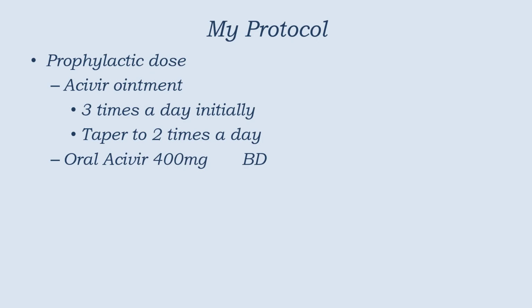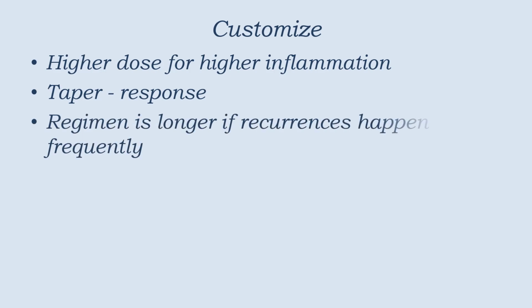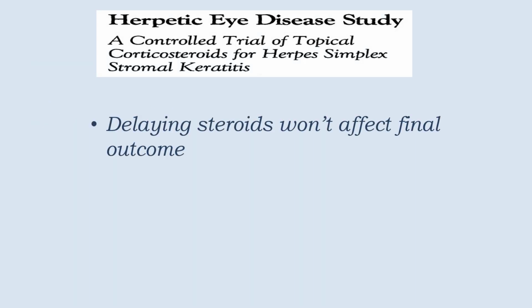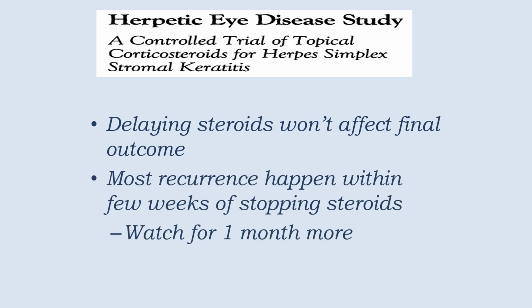It's important to know that it's no one size fits all situation. So we need to adjust starting dose and taper according to response. In case of frequent recurrence, steroid taper is very slow. Another very important thing is that if you are not sure about diagnosis, don't start steroids. HEDS has shown that delaying treatment by some time is not going to harm the patient. Another takeaway point is that most recurrences happen within 1 month of stopping steroids, so that period needs a follow-up.